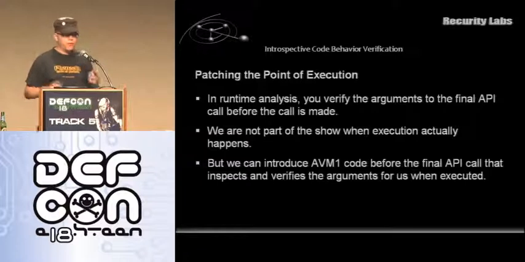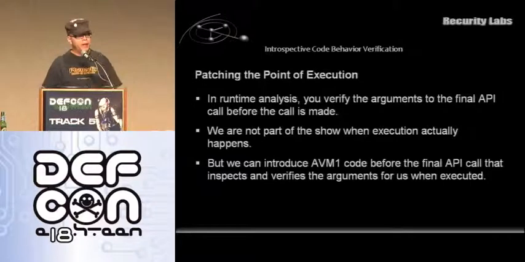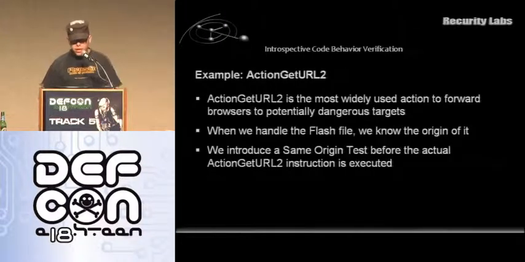The problem is we're not part of the show anymore when the movie gets played, right? We already produced an output file. We are not debugging the Flash player. But what we can do is patch the AVM code to do the check we wanted to do right at the point of execution. And this is what we do.